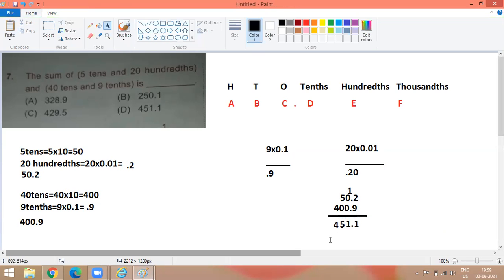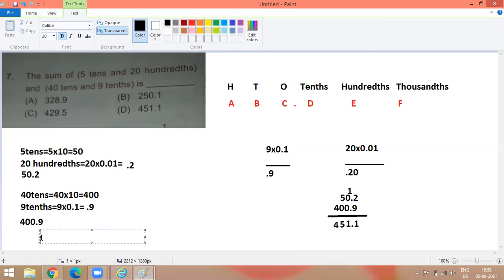So the answer is 451 after adding, which is nothing but option D. So option D is your correct answer.